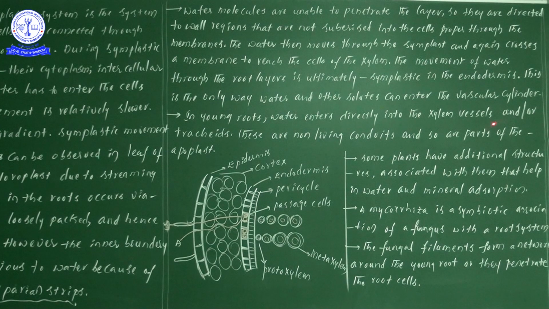Even in the textbook they have given it like this only: xylem vessels or tracheids. So anyone or both. Definitely the xylem vessels and tracheids help in the entry of water molecules. These are all non-living conduits, passage tube-like structures. We know this very well, so the author need not give this point away because we have seen it exclusively in anatomy. So xylem vessels and tracheids are non-living.